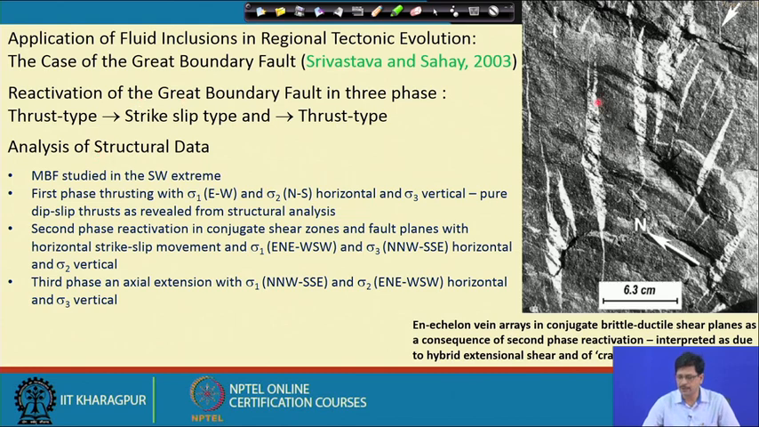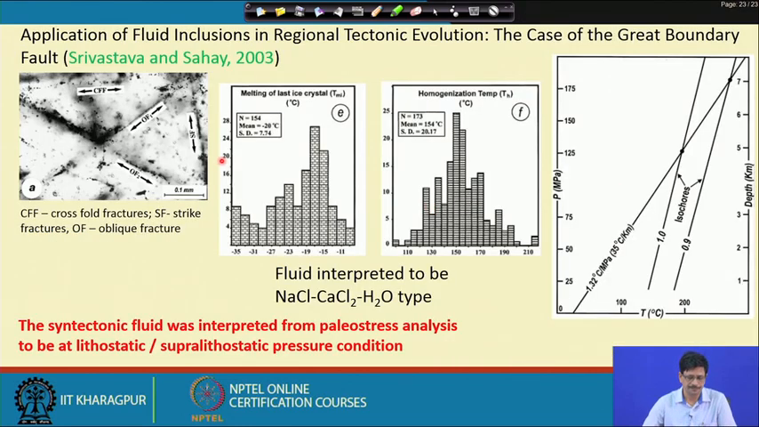So, the fluid inclusion work which I will be referring to is centered on these crack seal veins, which are associated with the second phase of reactivation of the Great Boundary Fault, and are the ideal sites to look at the fluid inclusions, to see the fluid characteristics and try to see how helpful they would be in understanding the deformation process.